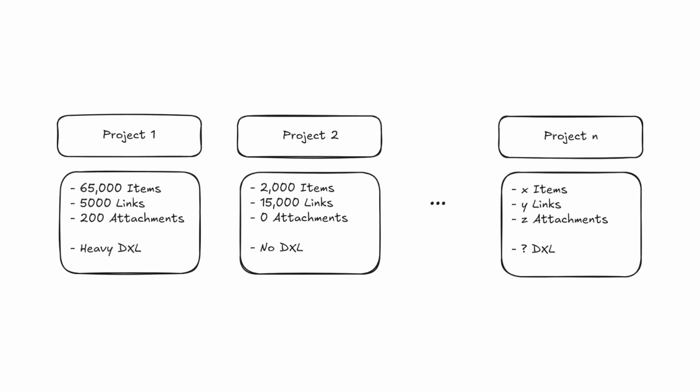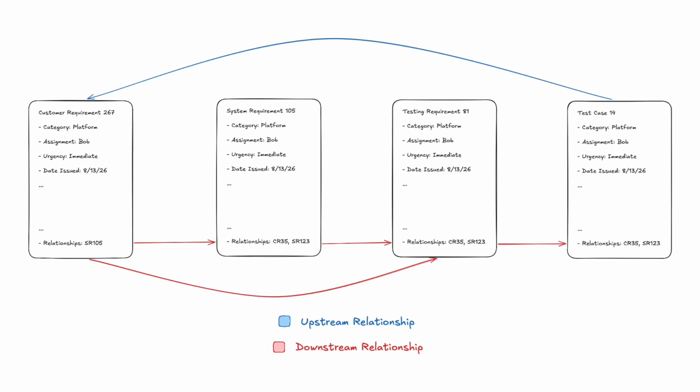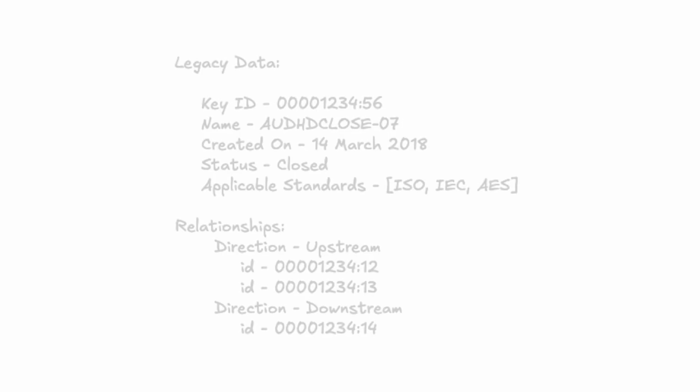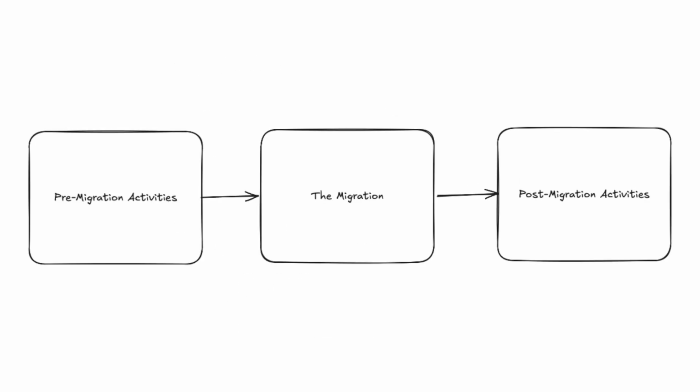This migration involved moving 87 unique projects, which contained over 1.5 million individual records, and these records had nearly a million relationships between one another. In addition, there were over 3 million fields unpacked from a data store specializing in highly structured data types. Functionally, we can break down this project into three main stages: pre-migration activities, the migration, and post-migration activities.